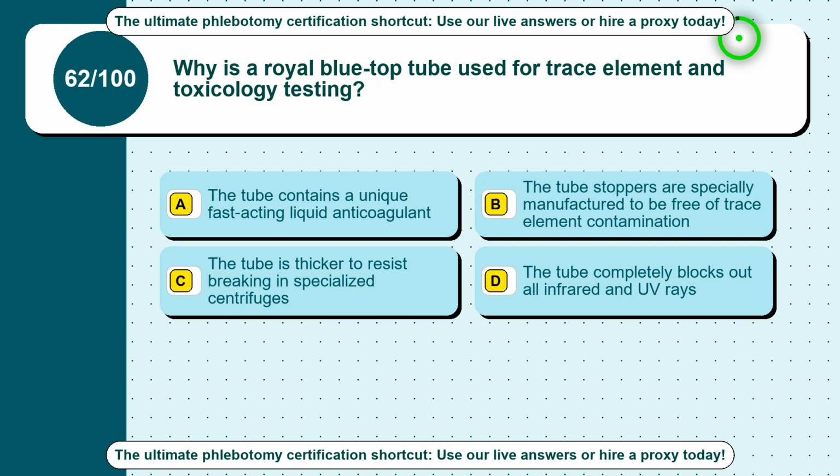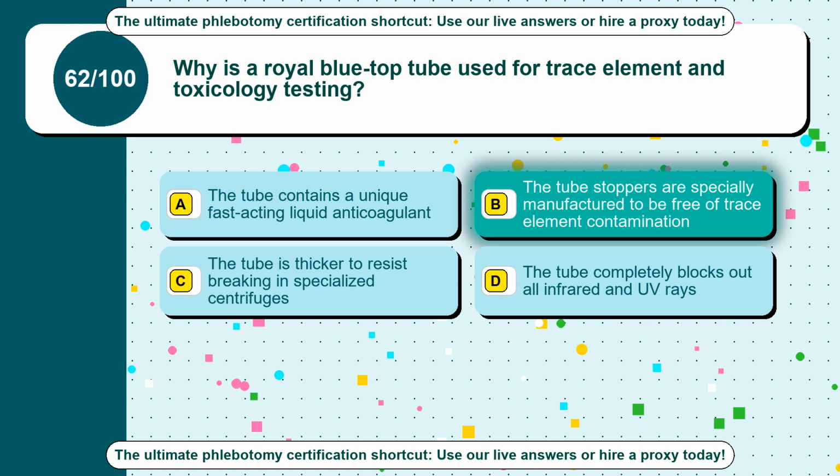Question 62. Why is a royal blue top tube used for trace element and toxicology testing? Option A. The tube contains a unique fast-acting liquid anticoagulant. Option B. The tube stoppers are specially manufactured to be free of trace element contamination. Option C. The tube is thicker to resist breaking in specialized centrifuges. Option D. The tube completely blocks out all infrared and UV rays.